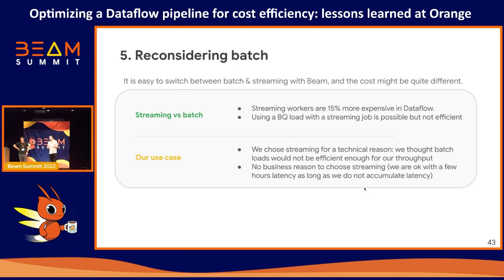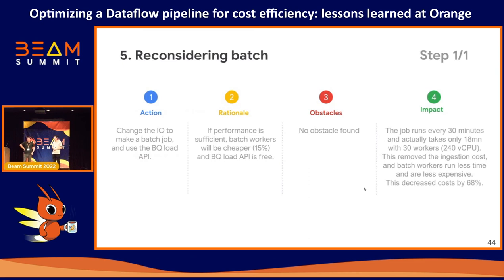But we didn't have any business reasons for choosing streaming. It's okay if we have 30 minutes, 1 hour of latency. So this is what we did. We changed the I/O from PubSub back to Google Cloud Storage. And the rationale is that if performance is sufficient, we don't have to pay for the BigQuery API for loading, and the workers are cheaper. So okay, we did that.